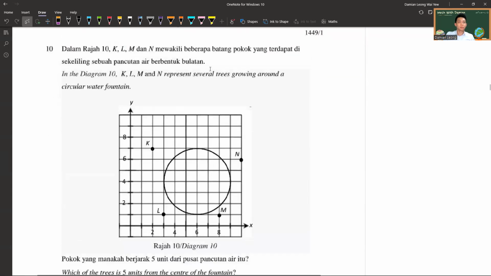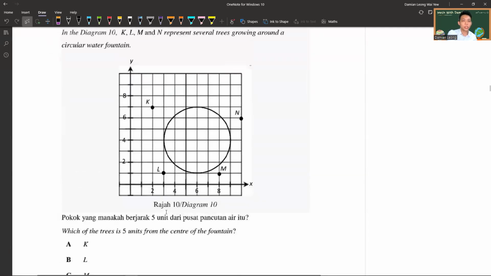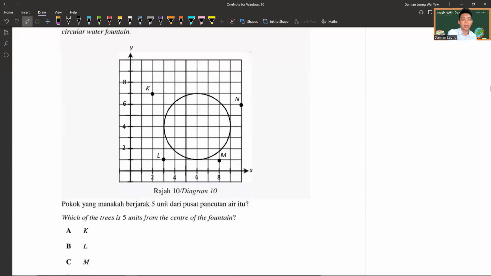Question 10. In the diagram 10, K, L, M, N represent several trees growing around a circular water fountain. The circular water fountain, KLMN are the trees. So which tree is 5 units from the center of the fountain? So we look at the center of the fountain here. To each one of these, we see which one is 5 units away.